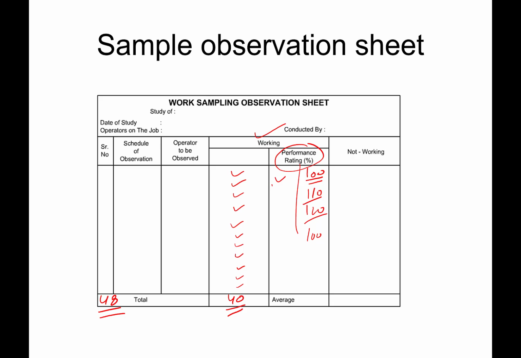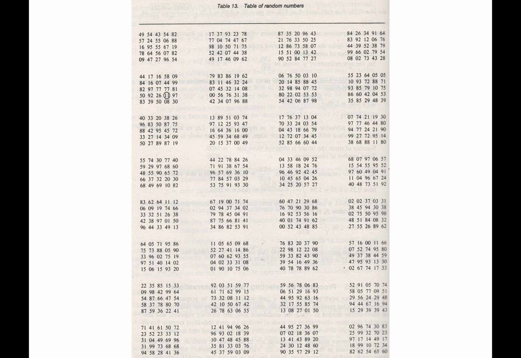So this rating of the performance is important in quantifying the time a job should take. The worker's performance is rated with respect to the standard of performance of the job in view of the work study man's performance. How does he perceive the speed or the pace at which work should be done? Based on that, the workers are rated. For non-working, certainly there is nothing like rating. So that's it.